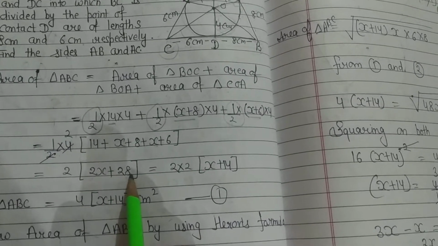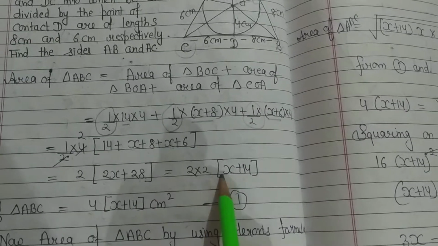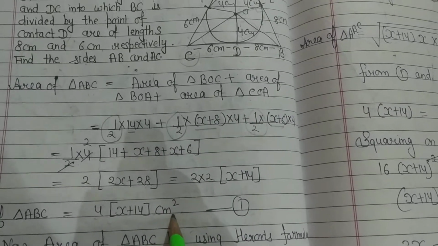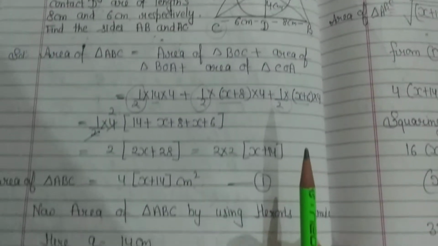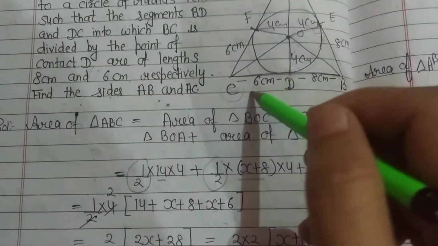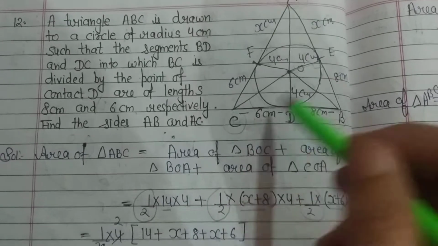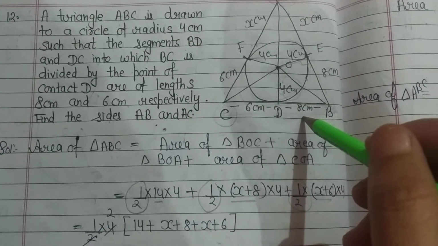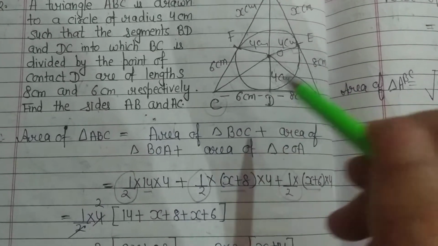I have taken 2 as a common. So 2 into 4, 4 in bracket x plus 14 centimeter square is the area of the whole triangle ABC. Now again I am getting the area of this triangle ABC using Heron's formula. Remember, in class 9 we have used this formula. For this formula we need the sides measurement.